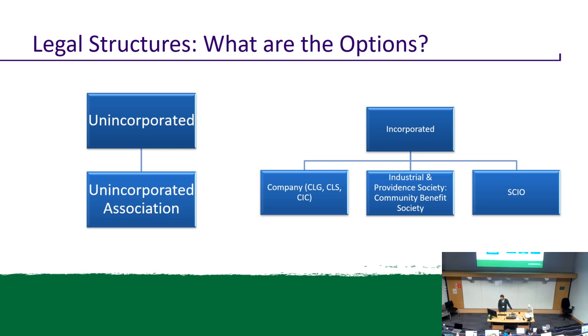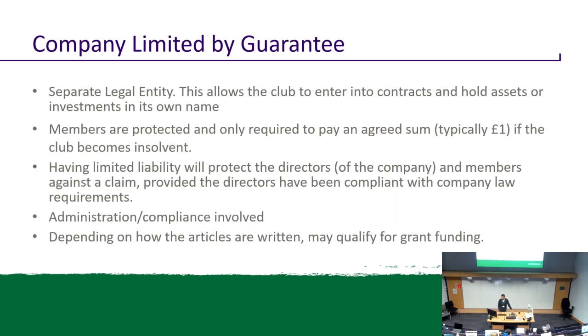Okay, so different types of legal structures with different pros and cons. Company limited by guarantee is probably the most popular form of legal structure in the UK. Most big shops or supermarkets will probably be a company limited by guarantee. They've got a separate legal entity, registered with Companies House, and they're allowed to enter into contracts or hold assets in their own name. The members are protected and only required to pay an agreed sum, typically £1, if the club becomes insolvent for whatever reason.